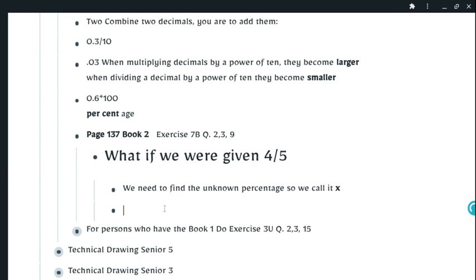X is more right, because X is more perfect than any other letter, right? Okay, you can say that.